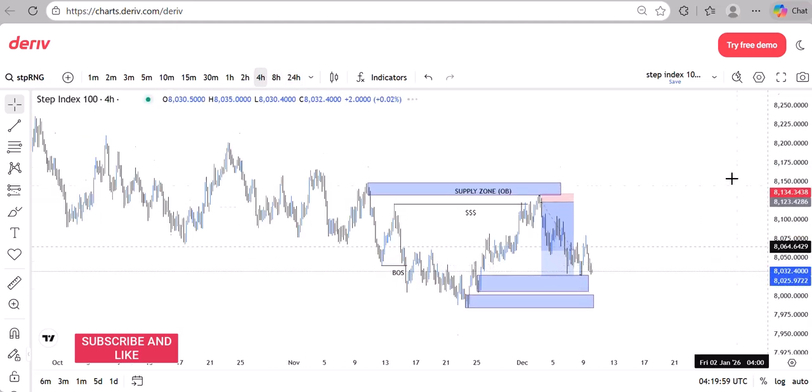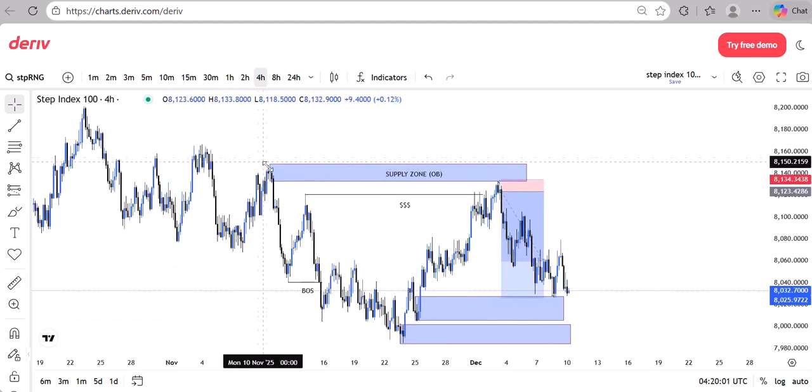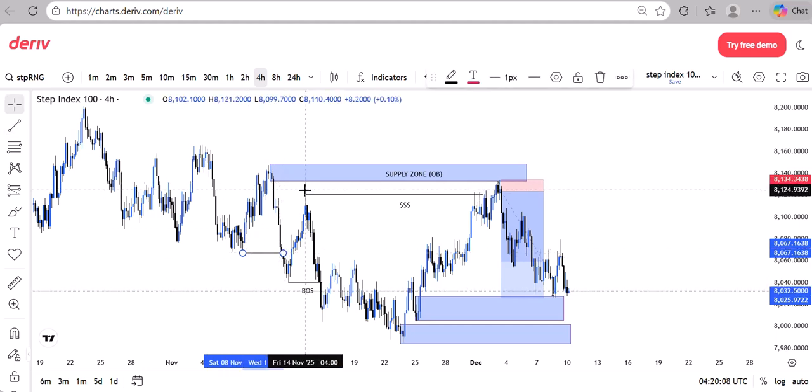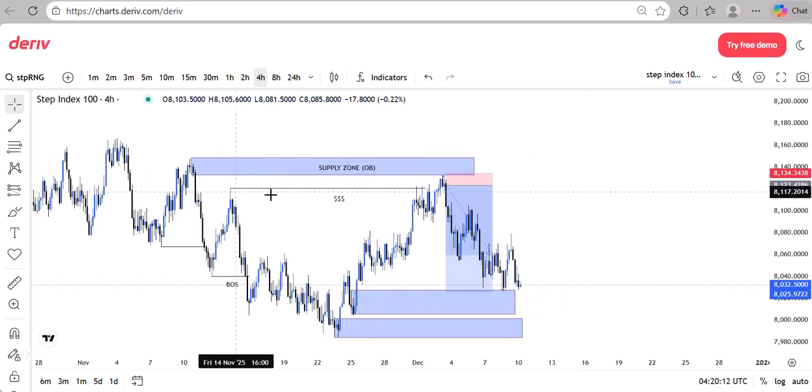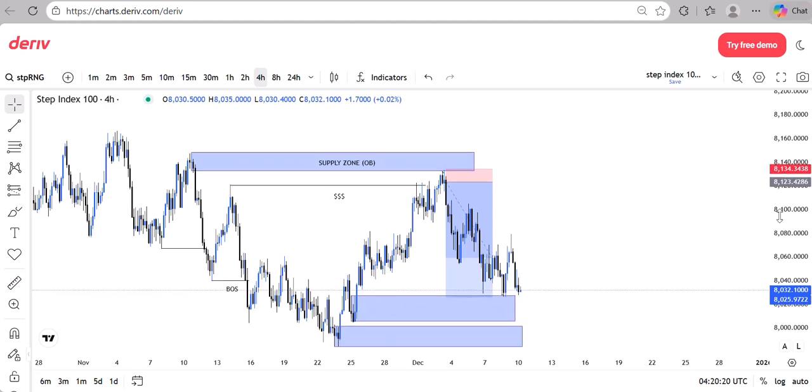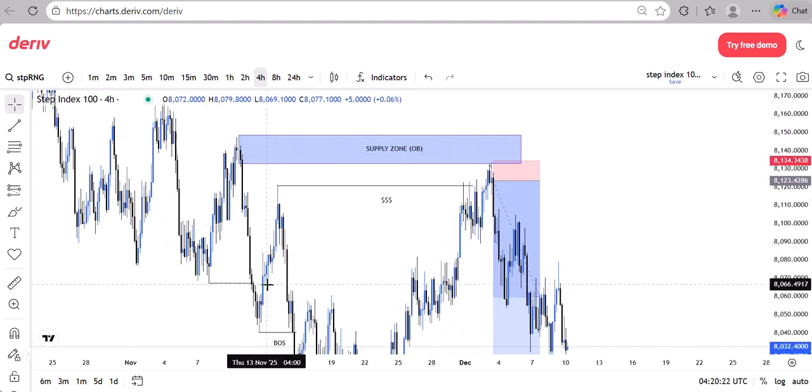So coming down to our 4 hour time frame, what do we see? There was a break of structure to the downside here, so price broke structure. It came in and broke another structure, meaning it's still going down. This was the zone that caused the break of structure. So this is a valid supply zone. Why? Because it broke structure.